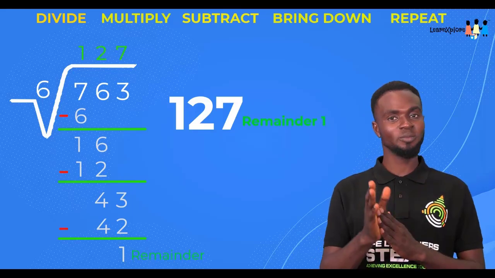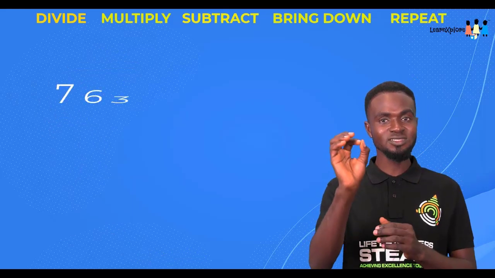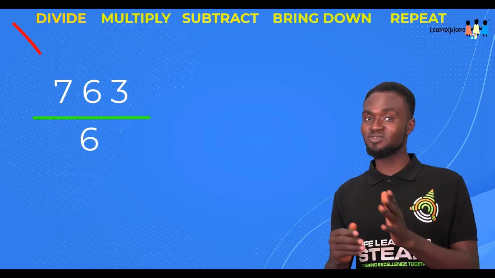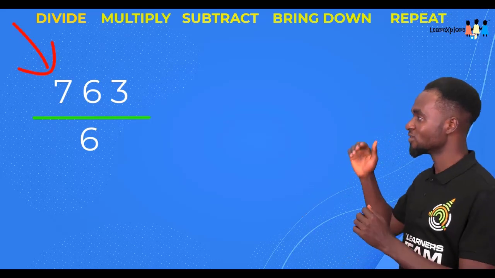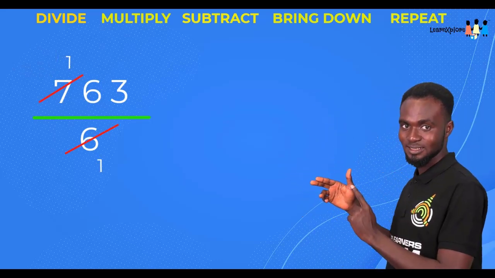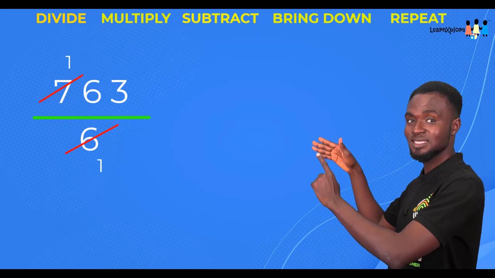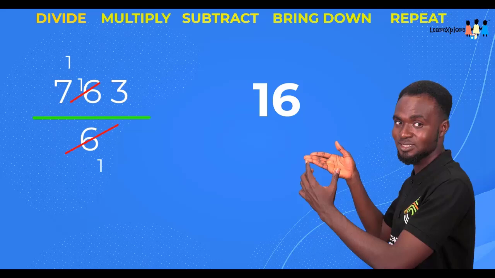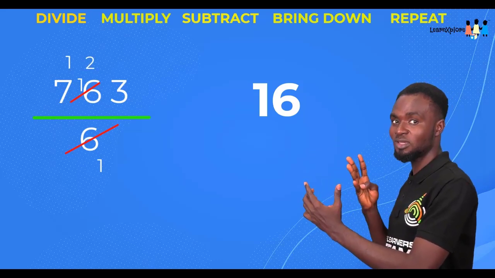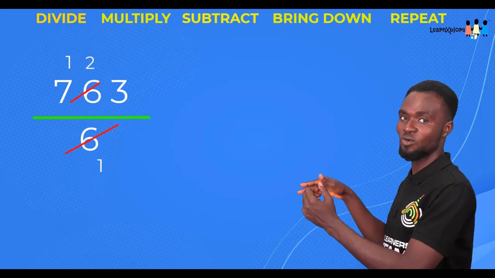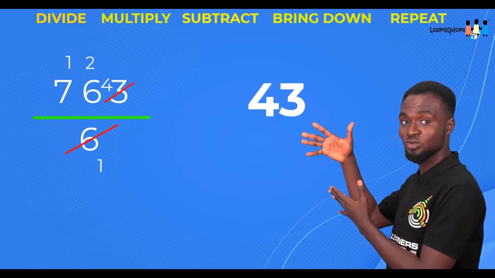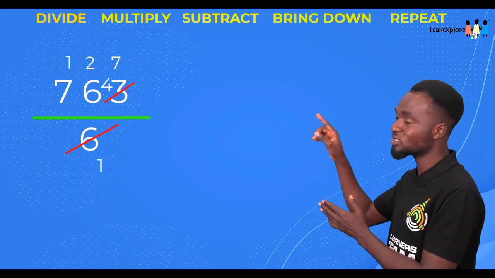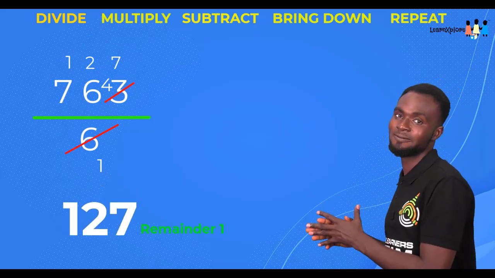Finally, let's use short division method to divide this. We have 763 divided by 6 using the short division method. So we start from the left to the right. So we have 7 divided by 6 is 1. So 1 remainder 1. We'll take it to 6. Now it has become 16. How many times will 6 enter into 16? 2 times. But it will remain 4. So write 2 and you carry 4. So how many times will 6 enter into 43? That will be 7 times. So you have 127 remainder 1.